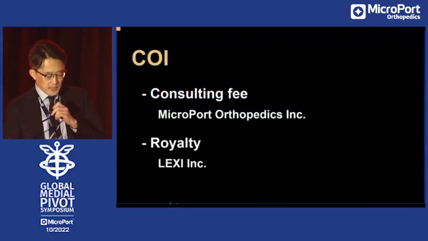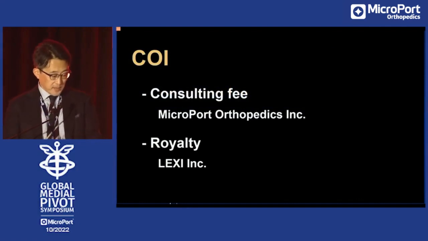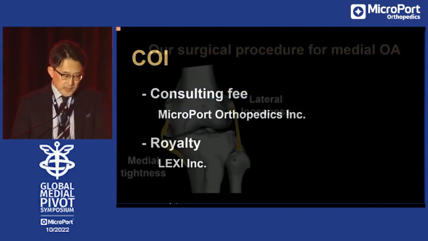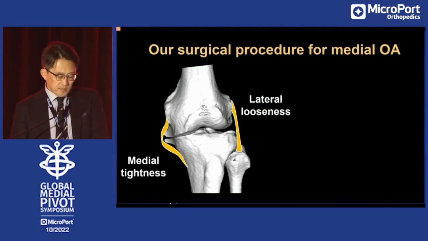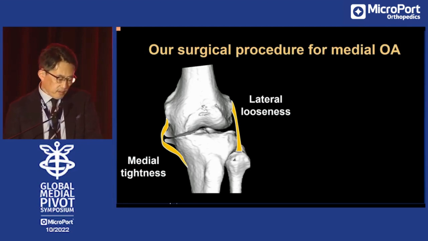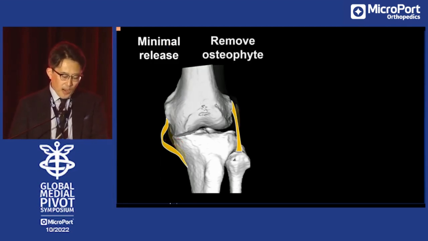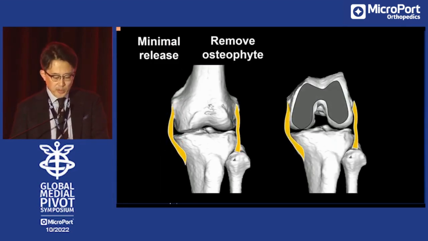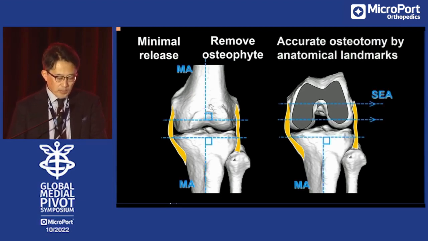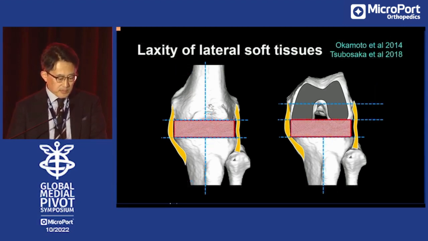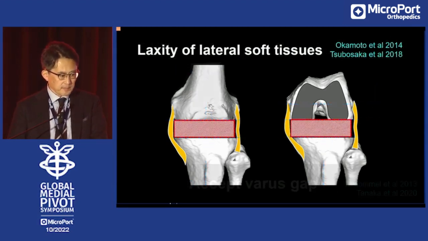So COI is described in this slide. Generally, a medial knee OA has a varus alignment, medial tightness, and lateral looseness. Our surgical procedure consists of the minimal soft tissue release, the removal of osteophyte, and accurate osteotomy based on the anatomical landmark.